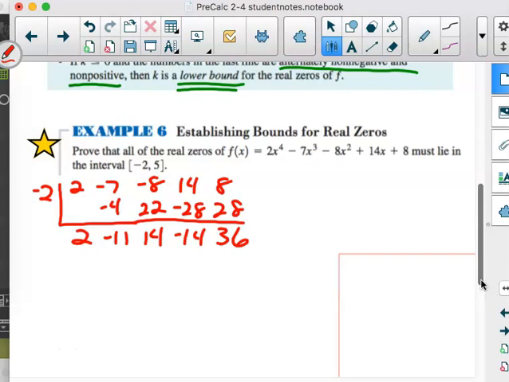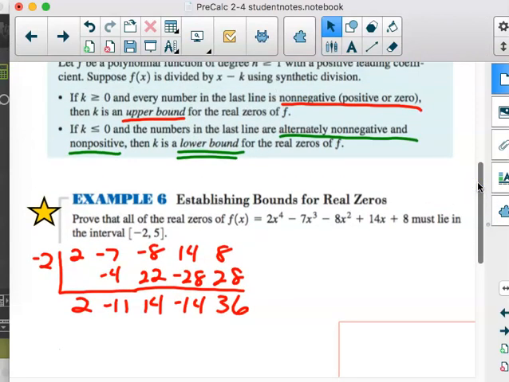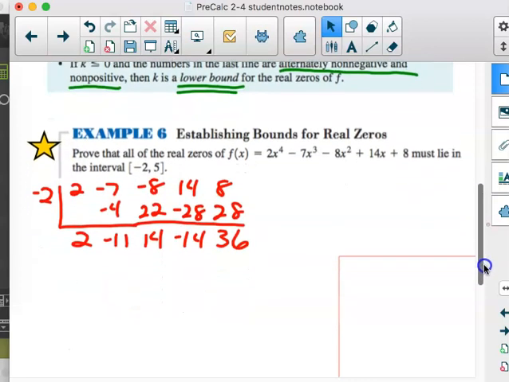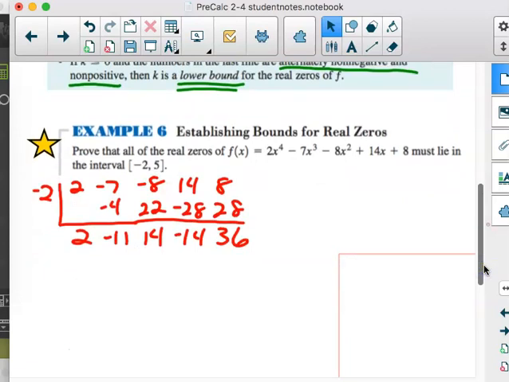Now, here's what we were supposed to check. It's a lower bound if our last line of information alternates non-negative and non-positive. Now, that feels really weird that they say non-negative and non-positive, but they're telling us zeros don't have a negative or a positive value. So, non-negative, non-positive, non-negative, non-positive, non-negative. We did it. -2 is a lower bound.